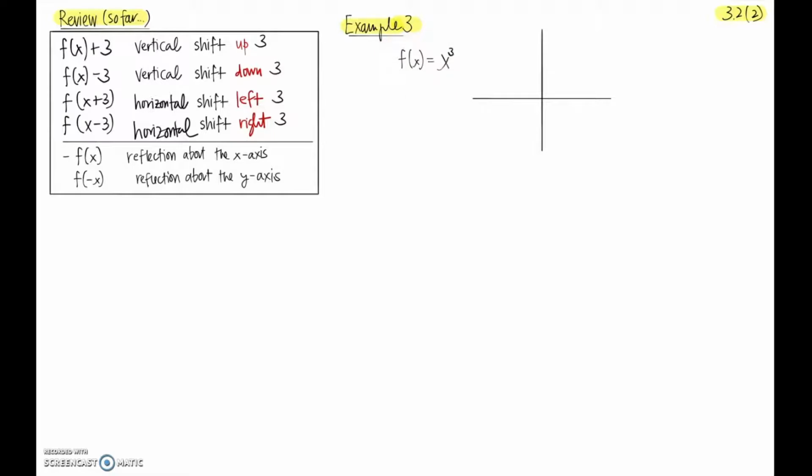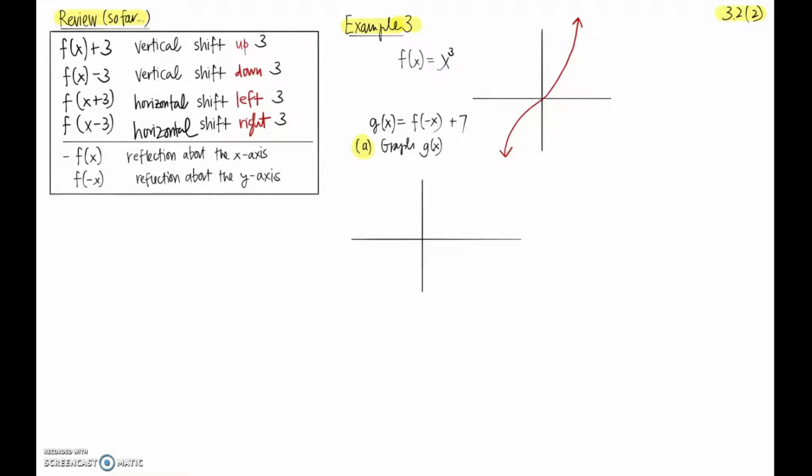For our third example, we're going to look at this function. This will be sort of the parent function, f of x equals x cubed. And the graph of that looks something like this. I'm going to define a new function, g of x, and g of x is going to be f of -x plus 7. And the first thing we're asked to do is graph g of x.